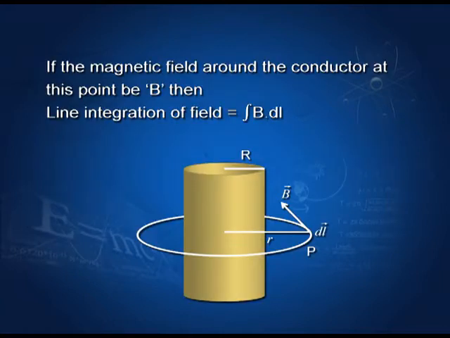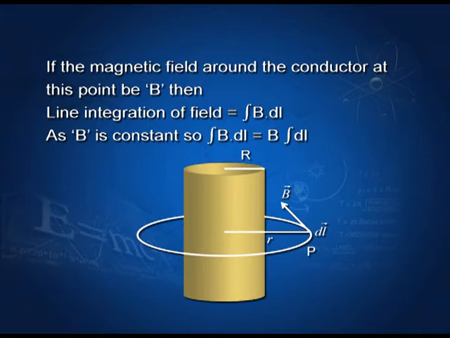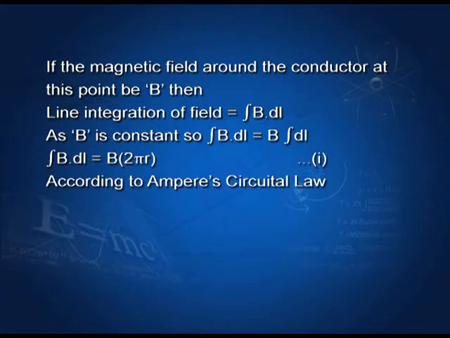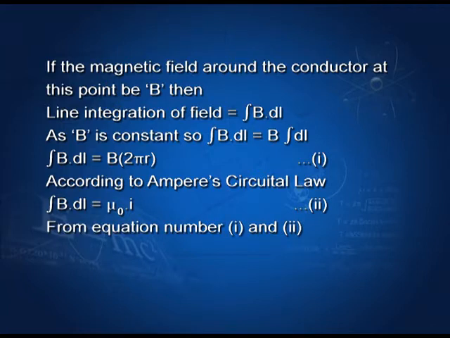Line integration of the magnetic field will be equal to integration B dot dl. As B is constant, line integration B dot dl equals B integration dl. Once again, the integration of dl will be equal to 2 pi r. So integration B dot dl equals B into 2 pi r. According to Ampere's Circuital law, integration B dot dl equals mu naught times I. From equation number 1 and 2, we get B equals mu naught upon 4 pi, 2I upon r.